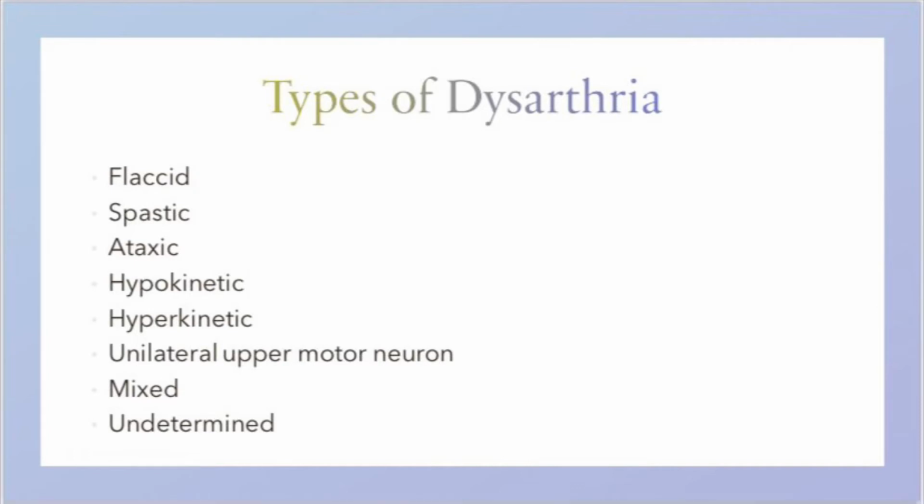control circuit, unilateral upper motor neuron, which is associated with the unilateral disorders of the upper motor neuron system, mixed, which is a combination of any of the dysarthria types listed above, and undetermined, which is where features of dysarthria are clearly shown but do not fit into any of the categories previously listed.